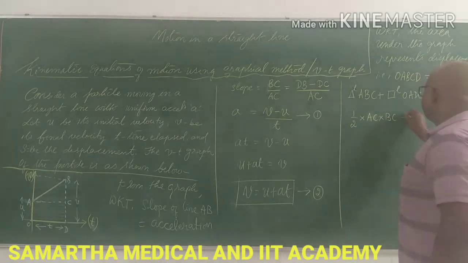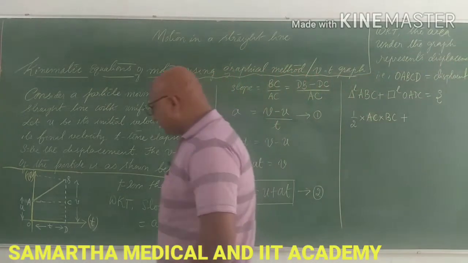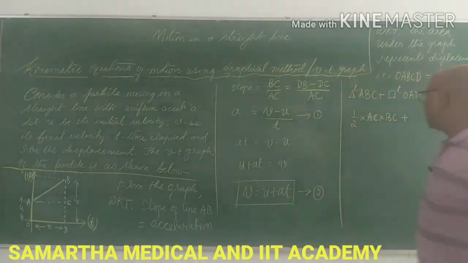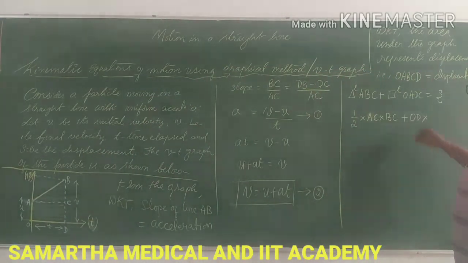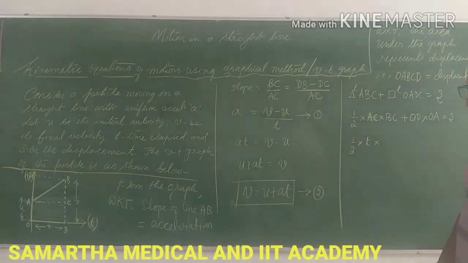Okay. Half into AC into BC plus, what is the area of a rectangle? That is very simple. That is length into breadth. Length of the rectangle is OD into breadth OA, which is equal to S. Half into AC. Okay, let me write it now. Half into AC is time now. AC is time because AC and OD both are time.